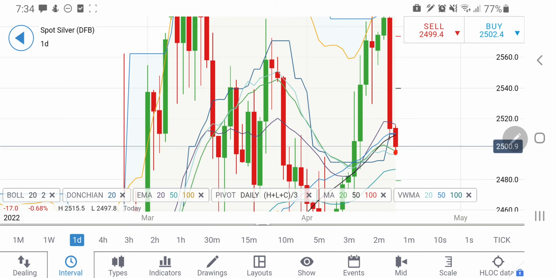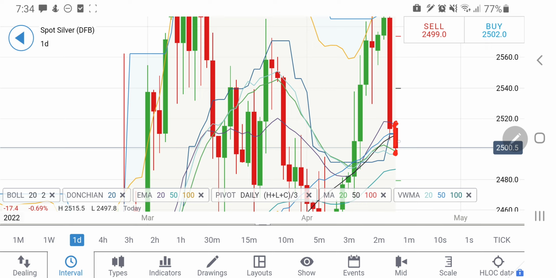See the 20 period moving average here at around 2500 levels, giving it a stronger support. This is a simple and exponential moving average. At the same time, the 50 period moving average is giving it a resistance at 2520. So the larger trading zone, don't trade between this zone.